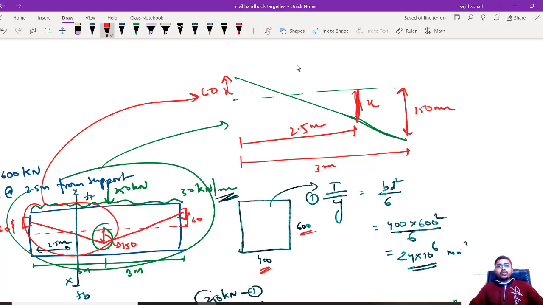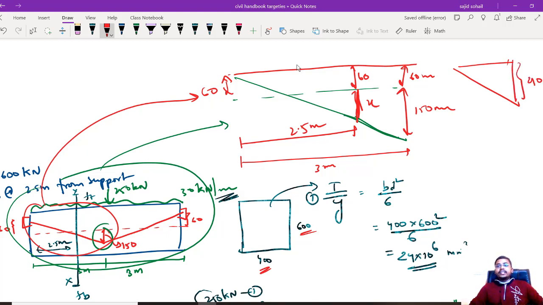Or what I can do is, I can just make it a triangle. I know this is 60 mm. This is 60 mm. This looks like a simple triangle. You know this distance is 210, right? And the distance is 3 meters. All I have to find out is what is this distance when this is 2.5 meters.